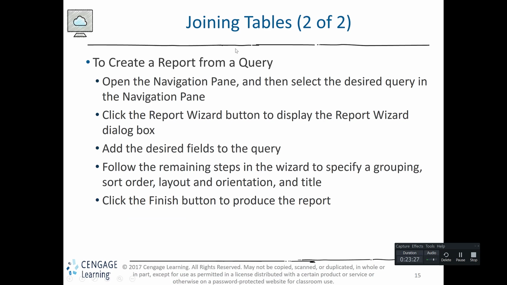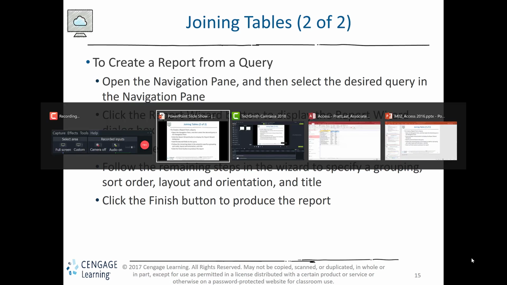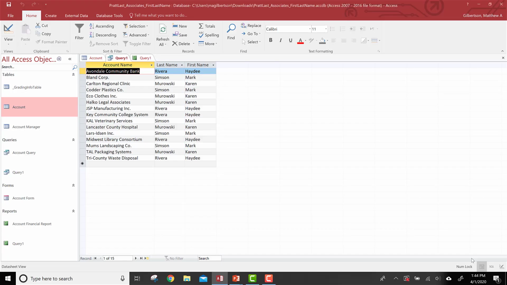I can create reports directly from my queries. So I'm going to show you a report from a query that I've already created in a different database instance. I was having some issues with my previous one. This is the query I've created. It's just account name from the account table, and then last name and first name for the account manager from the account manager table. I want to create a report from this using the report wizard.